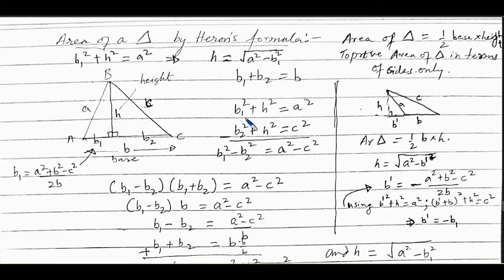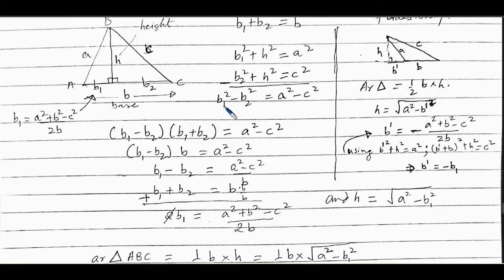And b1 square plus h square is equal to a square, and b2 square plus h square is equal to c square. So I subtract it, h square gets cancelled, b1 square minus b2 square is a square minus c square. So I now can factorize this. We will see these things in next chapters. So for now you assume it, a square minus b square, if it is something like this, is a minus b into a plus b. So here b1 square minus b2 square is b1 minus b2 into b1 plus b2, that is equal to a square minus c square, which I have written here.